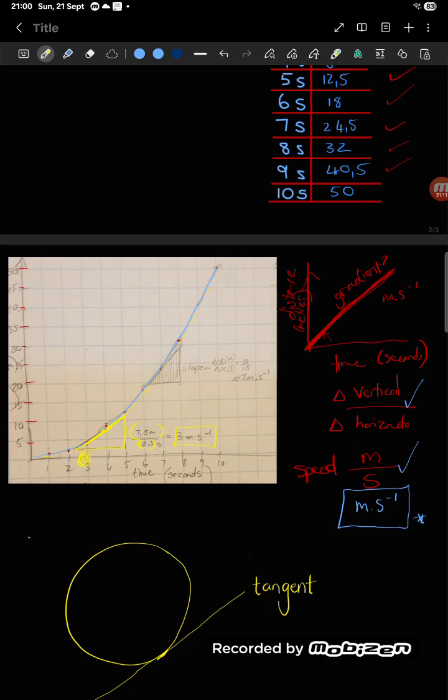But when they got to 7 seconds, I drew a tangent to this line, and my slope was as follows. The change in y was 30 minus 20, which is 10. And then I took my change in x, and my change in x was pretty easy. It's 8 minus 6.5, which gave me 1.5.